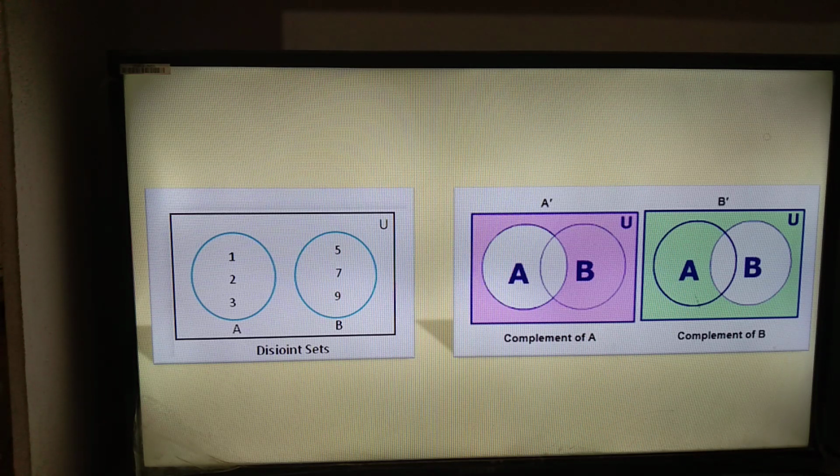I hope you get a clear idea about this chapter called sets. So children, I hope this concept is very crystal clear to you.